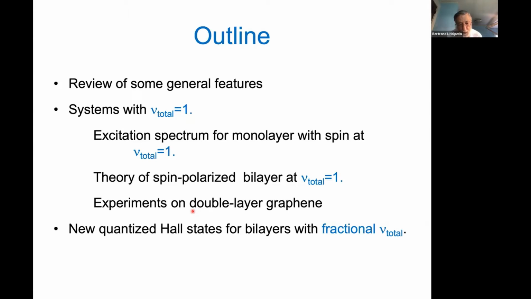I will talk a little bit about experiments on double layer graphene, and then at the end, I hope I'll have time to talk about some quantum Hall states, quantized Hall states in bilayers with fractions not equal to 1, nu total different from 1, where you get a very different kind of combined fractional quantized Hall state.